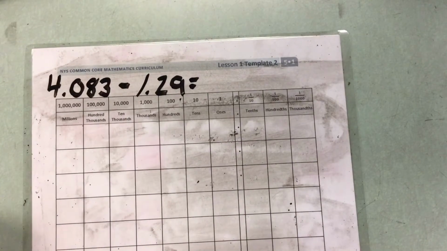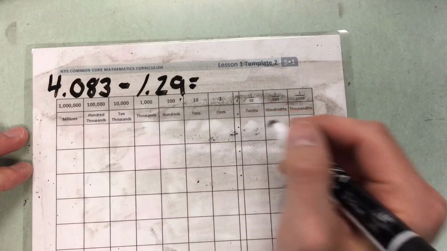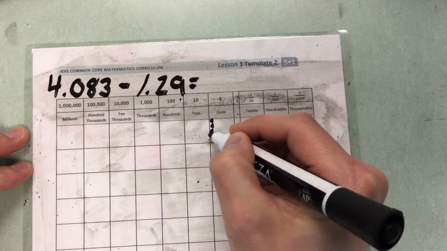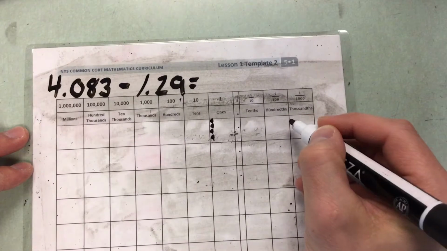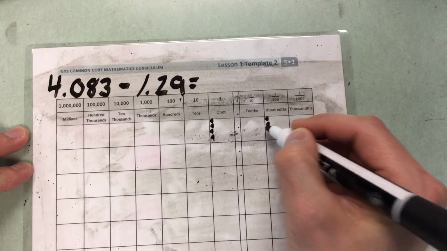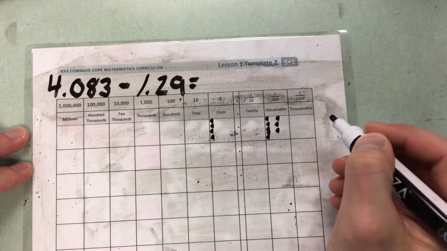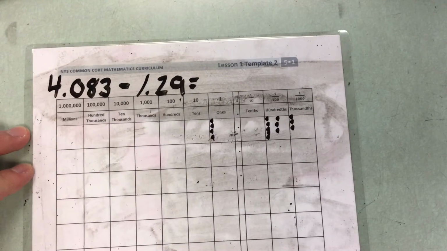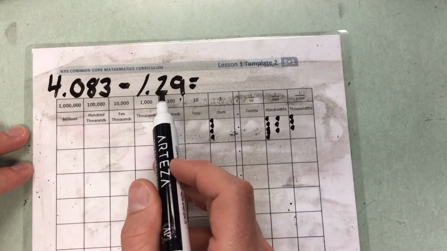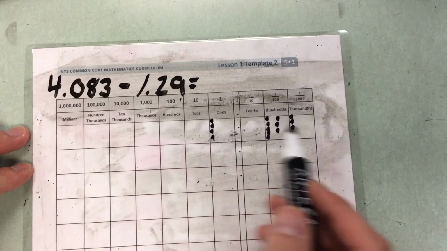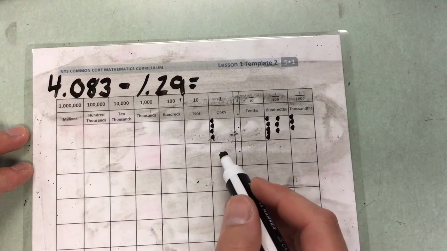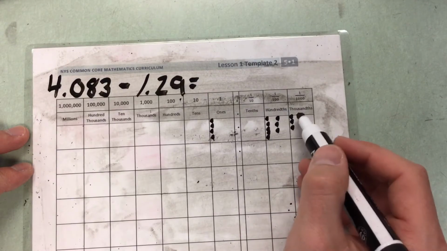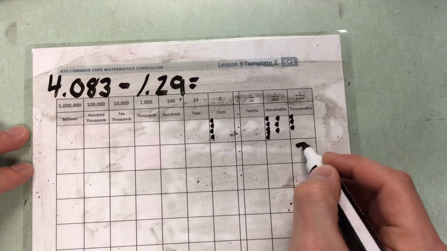So let's go ahead and, using the place value disks, show what 4 and 83 thousandths would look like. So that would be 4 ones, 0 tenths, 8 hundredths, and 3 thousandths. Now, let's go ahead and start subtracting 1 and 29 hundredths. So, there's nothing in this thousandths column. If I were to write 1 and 29 hundredths, there would be nothing here. So 3 take away nothing would just be 3.